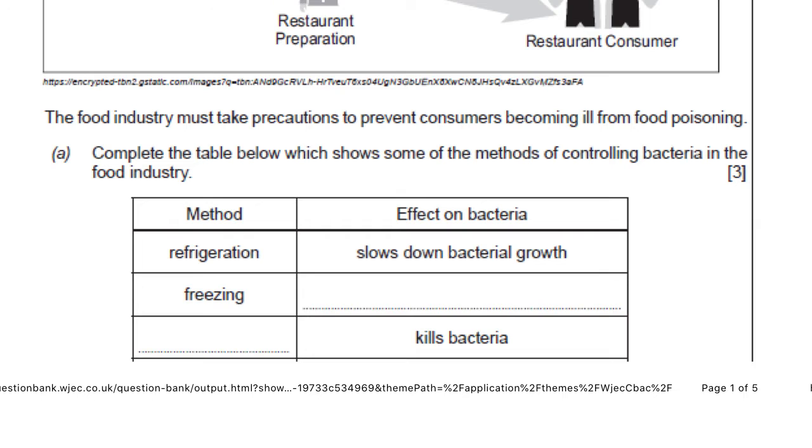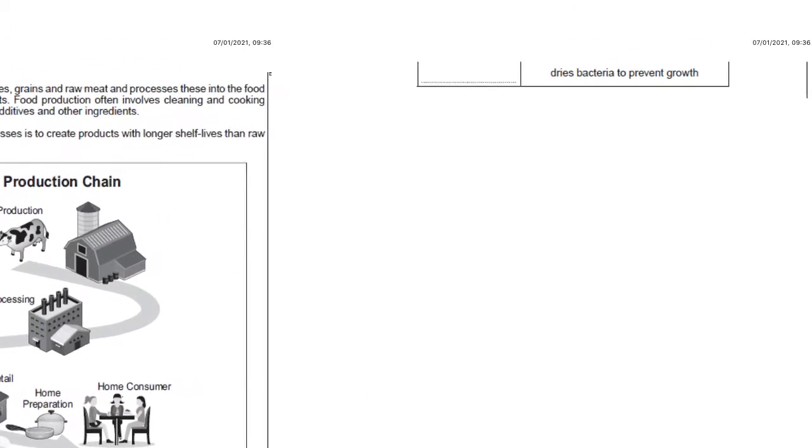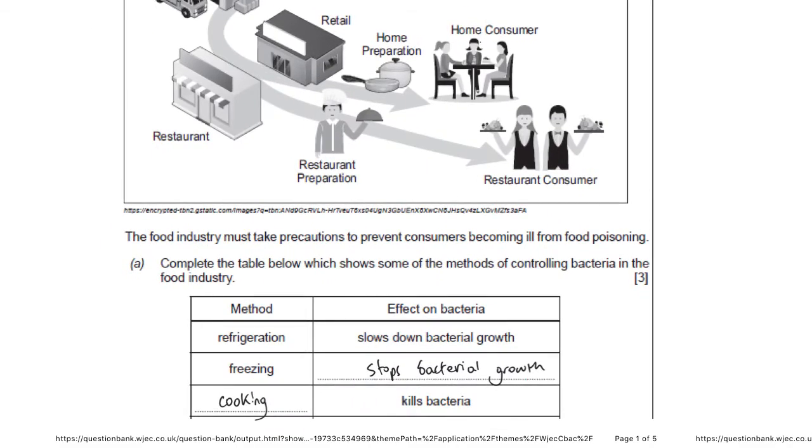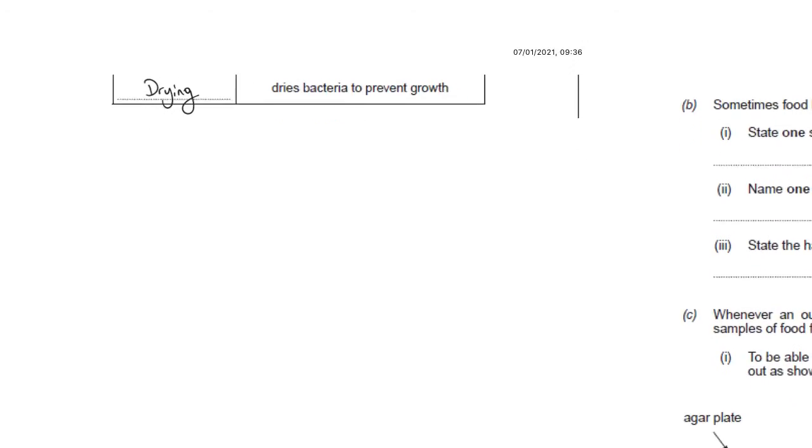So they told me refrigeration slows down bacterial growth. Freezing stops bacterial growth. And something that kills bacteria is cooking, is one of the others. I could also use pickling or salting. And then drying, that dries bacteria to prevent growth. So just a quick little flex so you can see those. Cool.